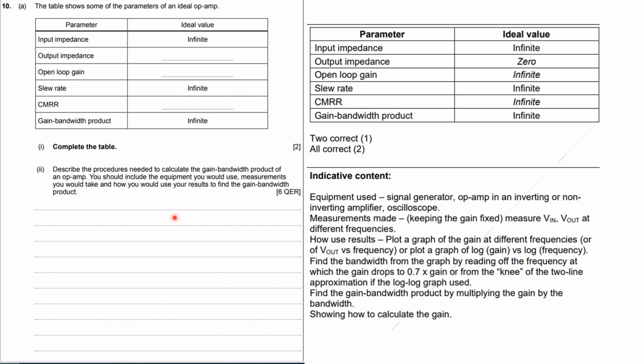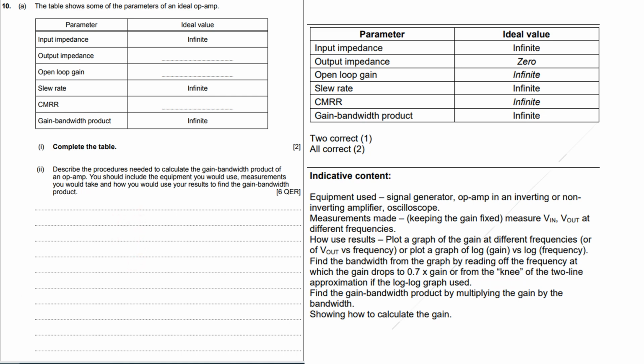When you plot a graph of V out against frequency, eventually you'll get a drop off, and when it gets to 70%, that will be your bandwidth. Then if you know the gain of the op amp, just do gain times bandwidth to find your gain bandwidth product. Provided you get all that, you can write it in bullet points. You know the sort of shape of the graph it should produce, don't you?